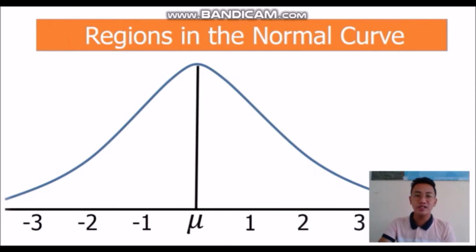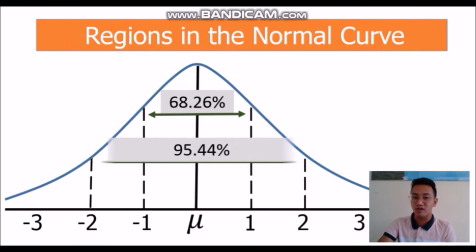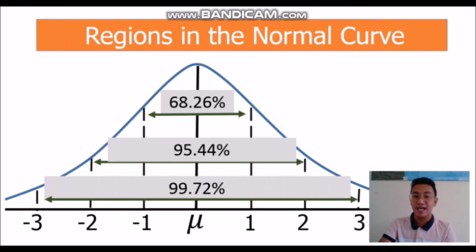Here are the regions in the normal curve. As you can see, we have 1, 2, 3 standard deviations from the mean, -1, -2, and -3 standard deviations from the mean. From -1 to 1 standard deviation, its area is 68.26%. From -2 to 2 standard deviation, its area is 95.44%. And from -3 to 3 standard deviation, its area is 99.72%.